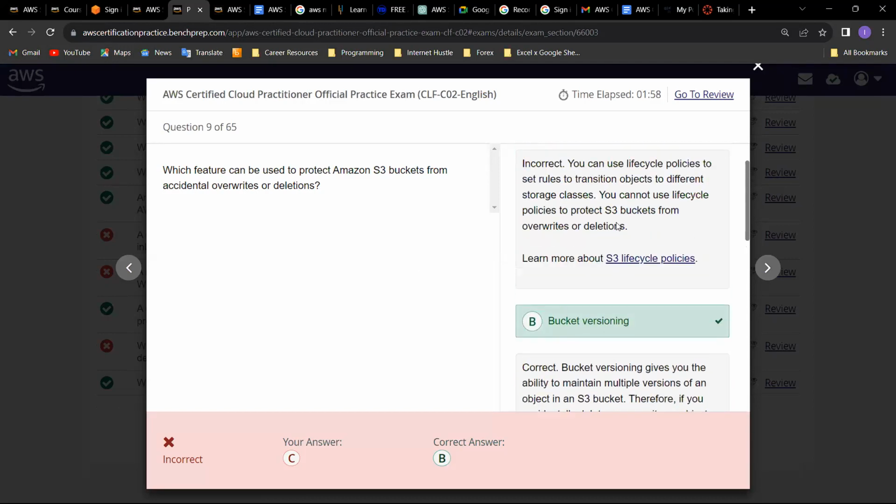I chose bucket versioning. When you talk about accidental overwriting, if you version them, you don't delete the previous one, you version them. So maybe the old one is version 1, and the next one could be version 1.1. So you don't overwrite the previous one. So you version it, and maybe the one you feel is better, you pick it.